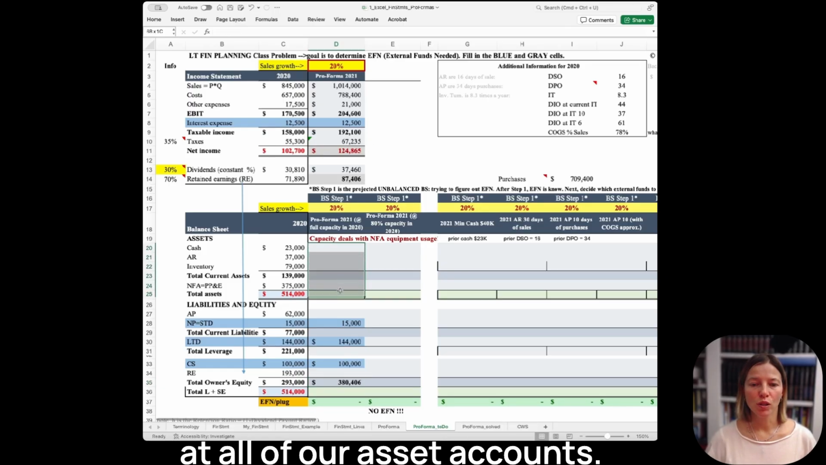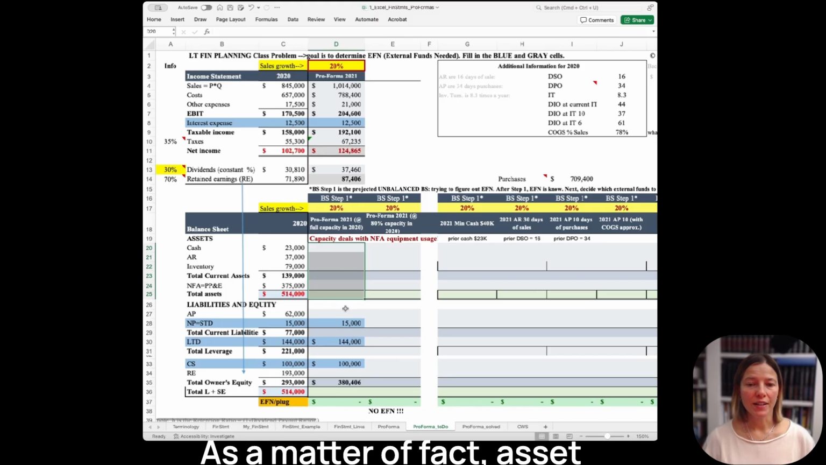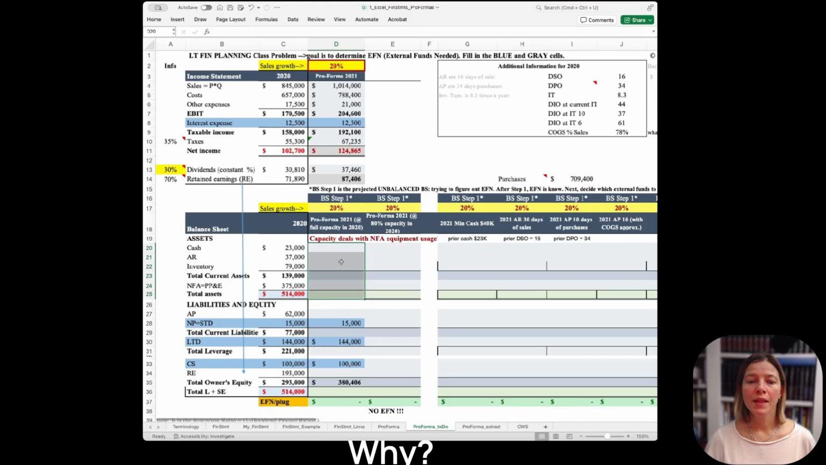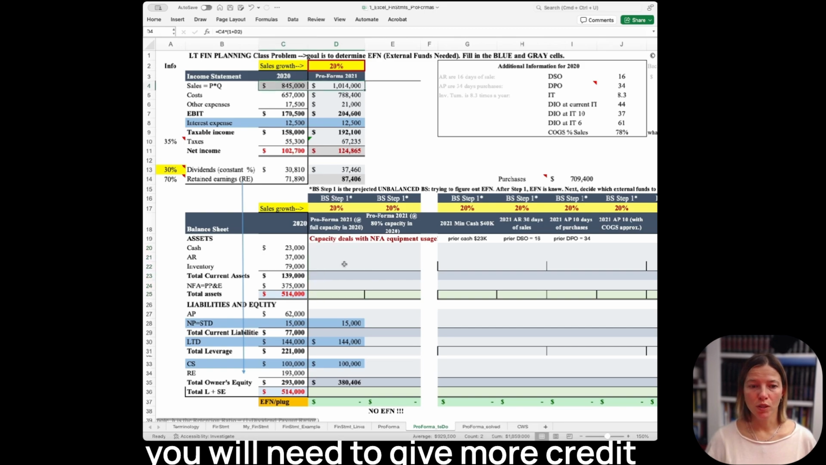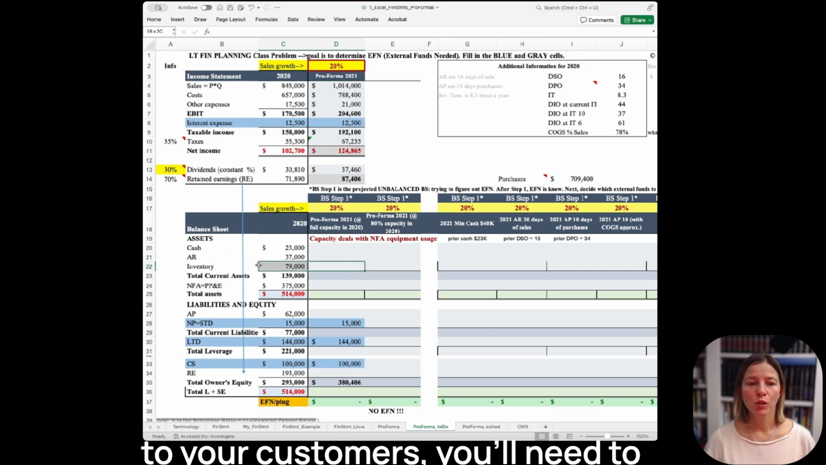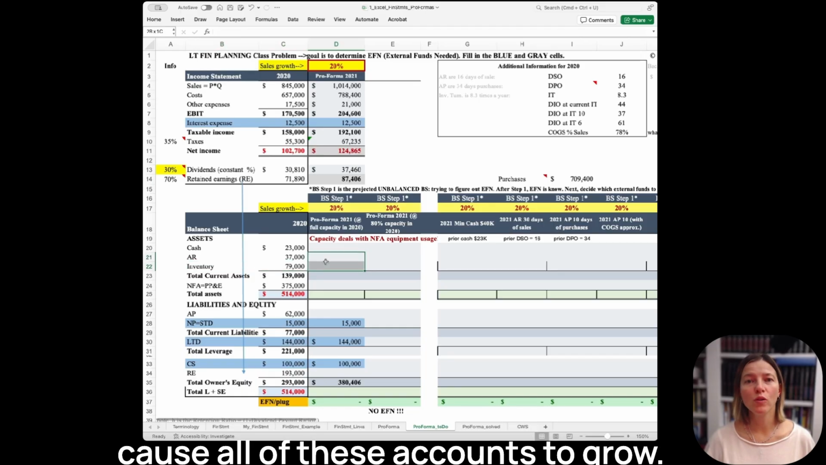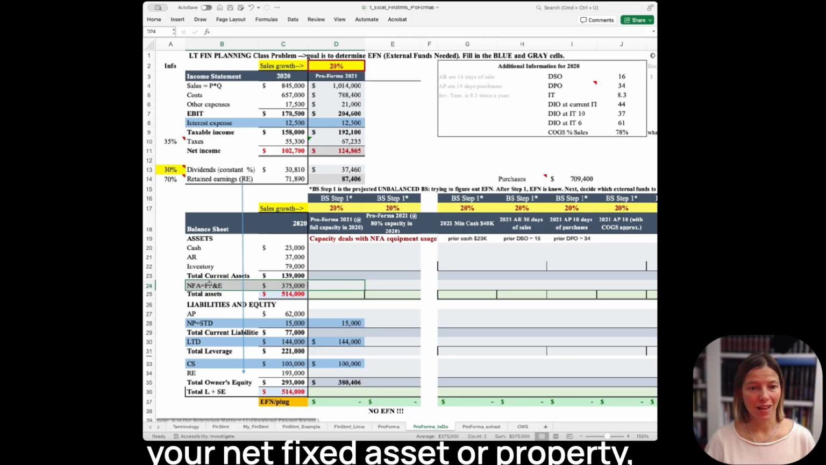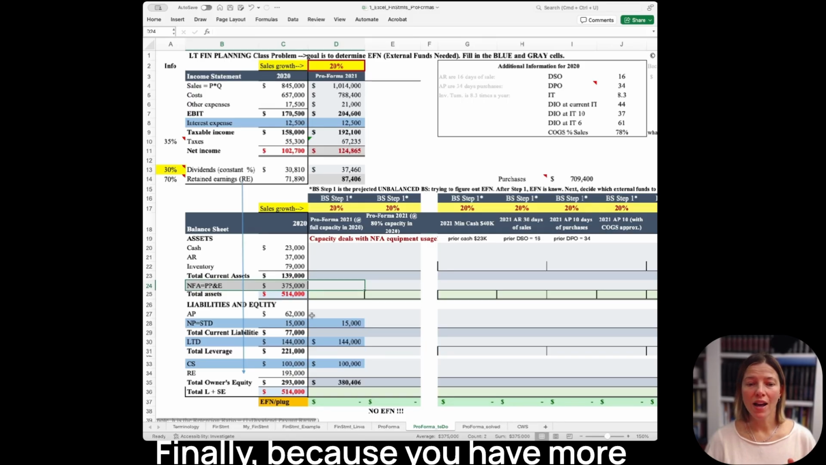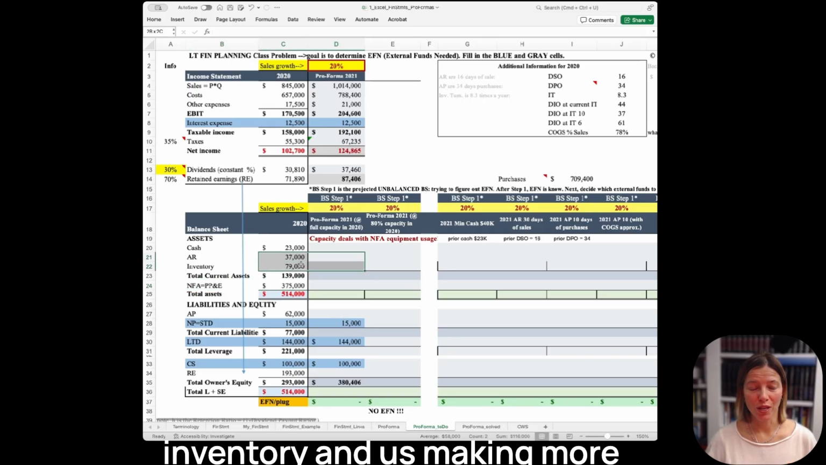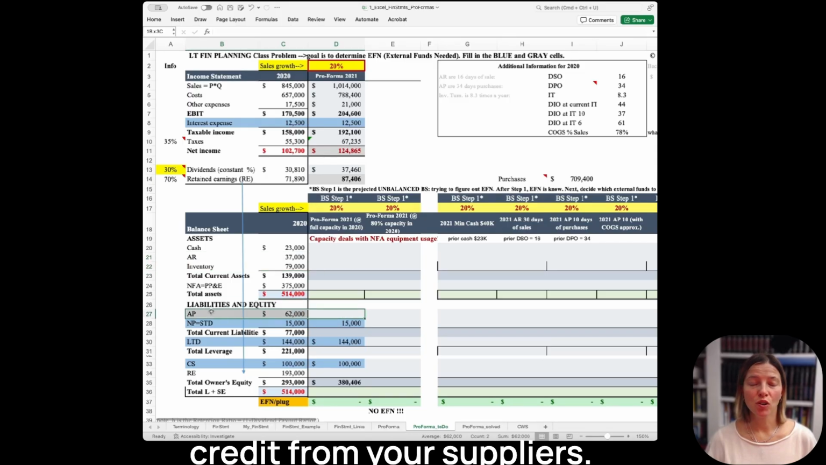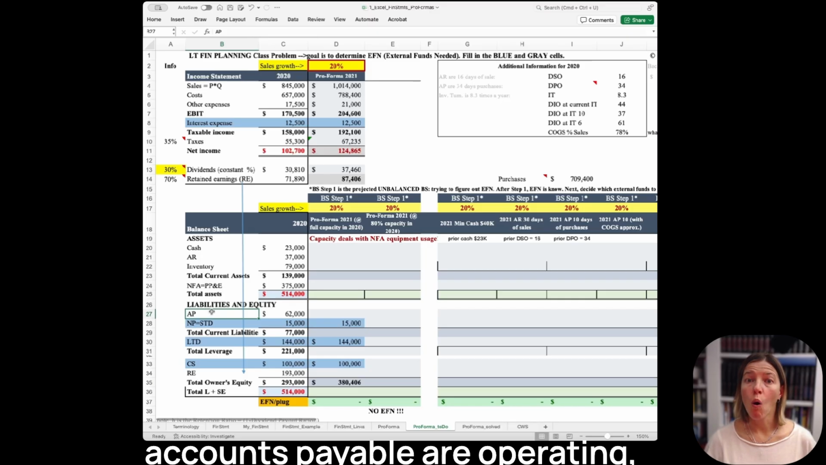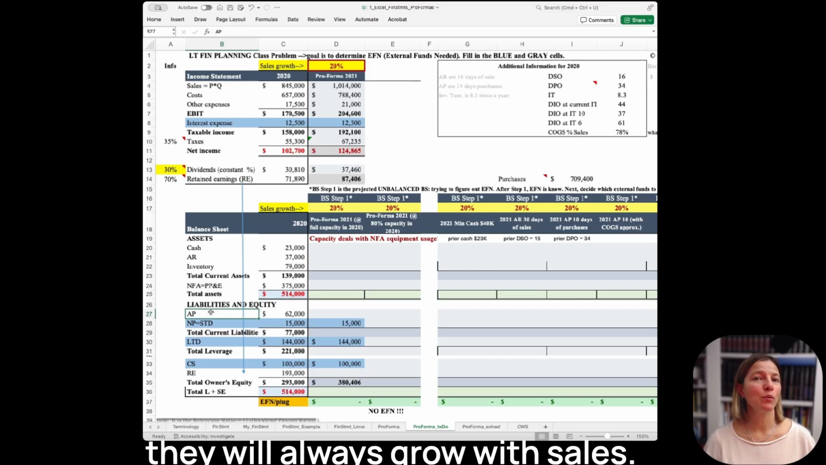Next, let's go ahead and look at all of our asset accounts. As a matter of fact, asset accounts will be growing with sales in this simple pro forma. Why? Because as you sell more shirts, you will need to give more credit to your customers. You'll need to have more inventory, so this will cause all of these accounts to grow. You will also need to have more sewing machines, which will cause your net fixed assets, or property, plant, and equipment, to grow. Finally, because you have more inventory and you're making more shirts, you will need more credit from your suppliers. Accounts receivable, inventory, and accounts payable are operating working capital accounts, and they will always grow with sales.